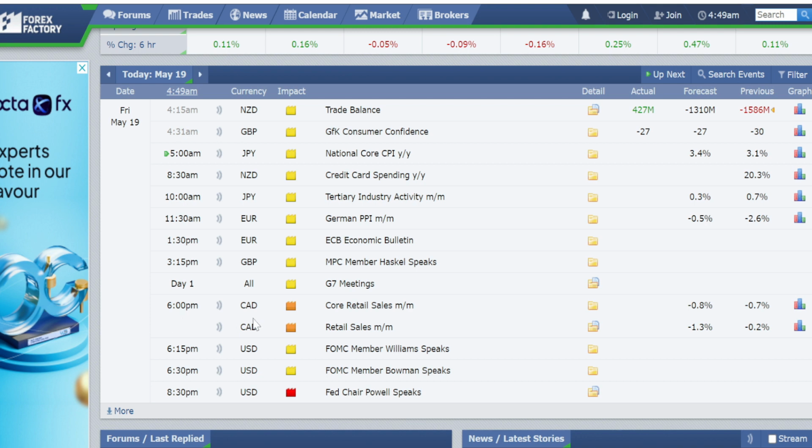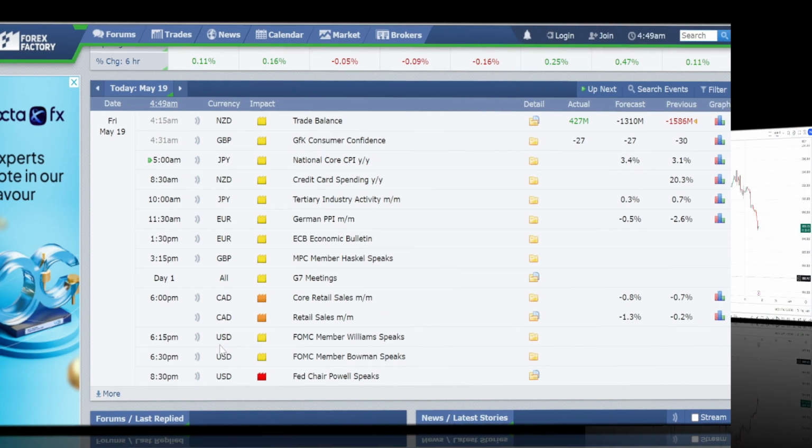At 6 p.m. we have medium impact news plan for Canadian dollar related currency pairs, and at 8:30 p.m. we have high impact news plan for US dollar related currency pairs, and there are no other high impact news plan for other major currency pairs. Let us proceed with our gold analysis.